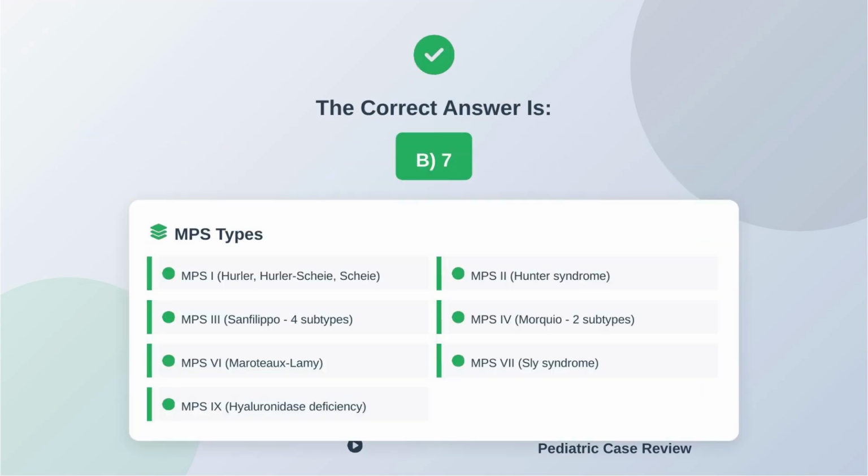There are 7 main types of mucopolysaccharidosis disorders, numbered MPS 1 through MPS 9, with some numbers no longer in use. These include MPS 1 or Hurler syndrome, MPS 2 or Hunter syndrome, MPS 3 or Sanfilippo syndrome with 4 subtypes, MPS 4 or Morquio syndrome with 2 subtypes, MPS 6 or Maroteaux-Lamy syndrome, MPS 7 or Sly syndrome, and MPS 9 or hyaluronidase deficiency.